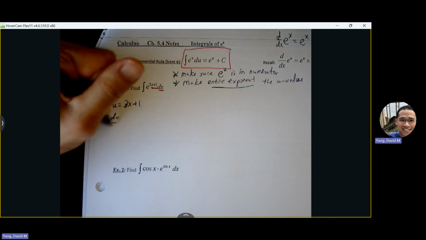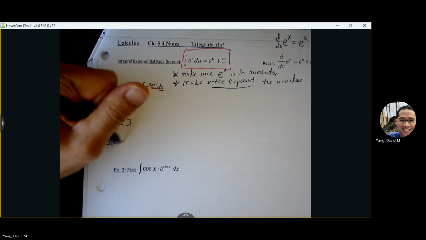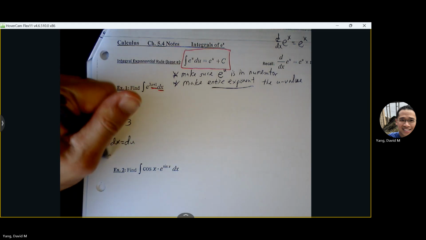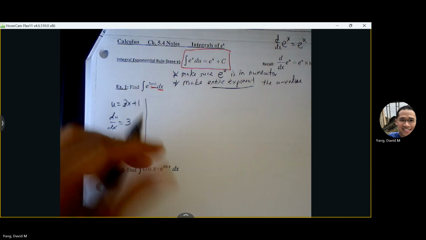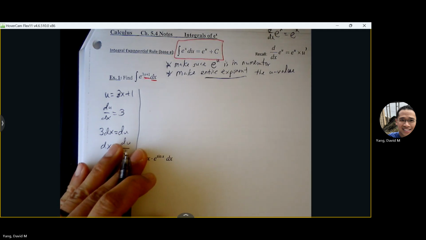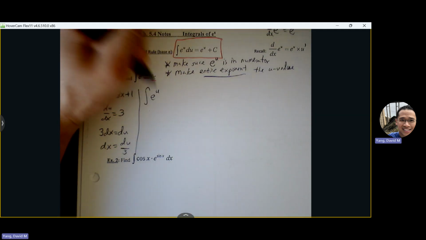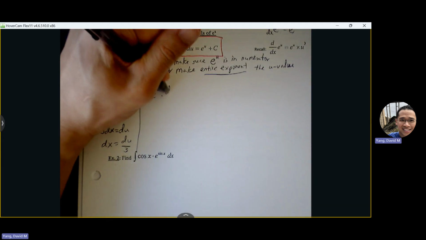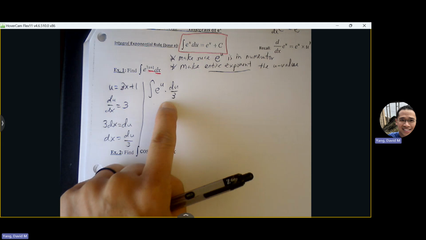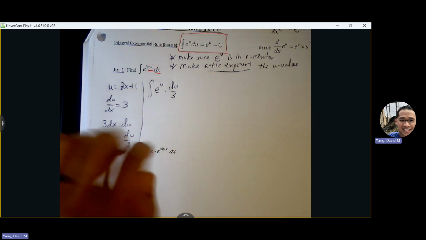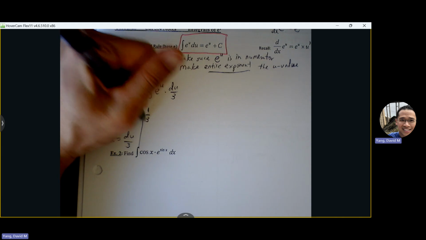So du dx is 3, cross multiply. Solve for dx. Integral of e to the u times du over 3. There is no x's to cancel out. That's a good sign. We should have to pull the 3 out. Notice that the 3 is in the denominator, so it needs to come out as 1/3.